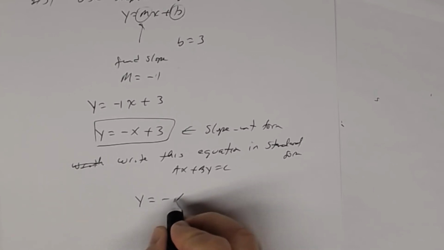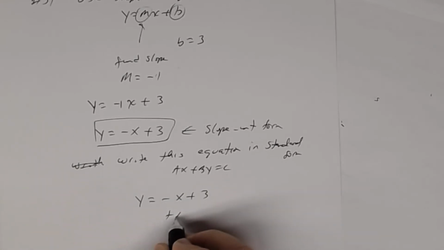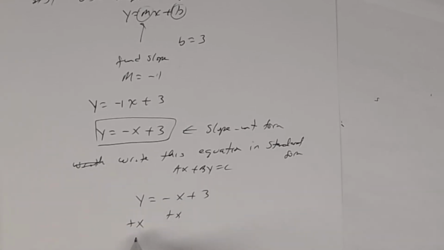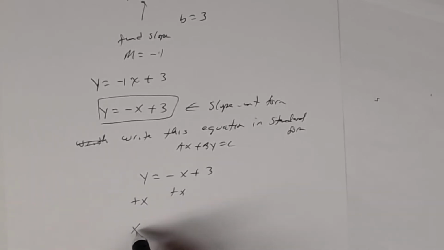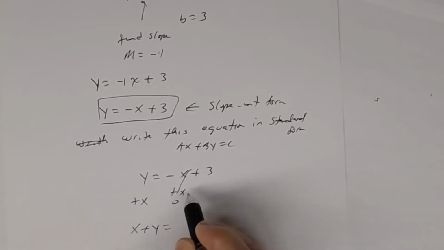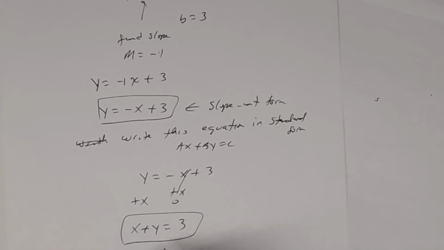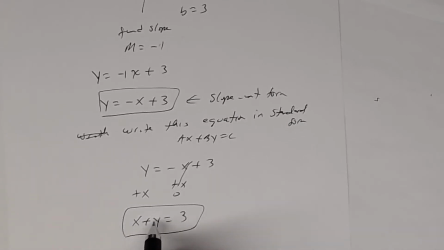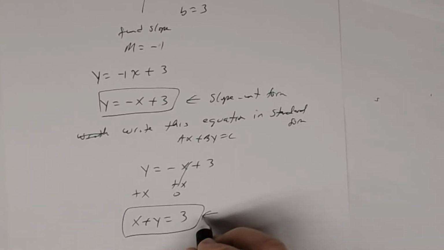You have y equals negative x plus 3. So all you do is add x to both sides. And when you do that, you get x plus y equals 3. And there's your answer. The coefficient of x is 1. The coefficient of y is 1. And your constant is 3. That's it. That is standard form.